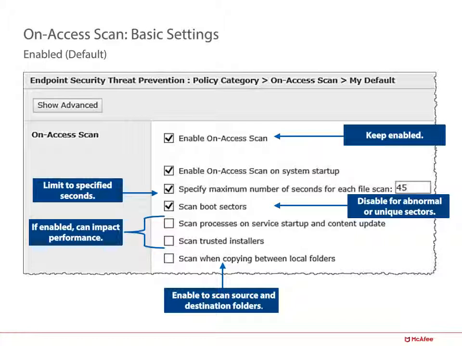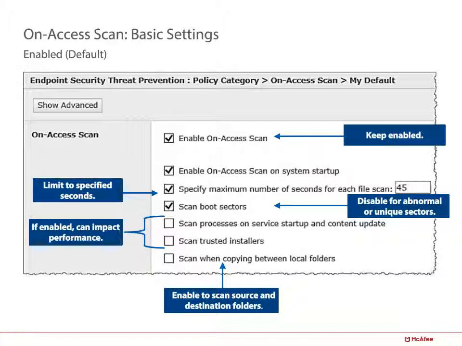Scan processes on server startup and content update. It will rescan all the processes that are currently in memory each time. On-access scans are re-enabled when you have the content files updated, or when the system starts, or the mcshield.exe process starts. This is disabled by default. Some programs or executables will start automatically on system startup, so enabling this option can actually slow down your system and increase the startup time.